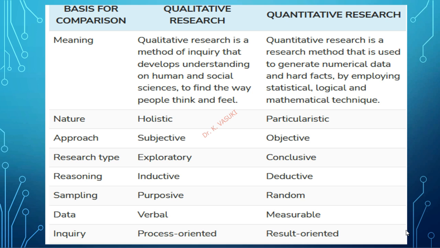And the inquiry type is process oriented. Qualitative research has its own process to collect information. But quantitative research is result oriented. As we said, it is explorative in qualitative research, but in quantitative research it is conclusive. So it is result oriented.